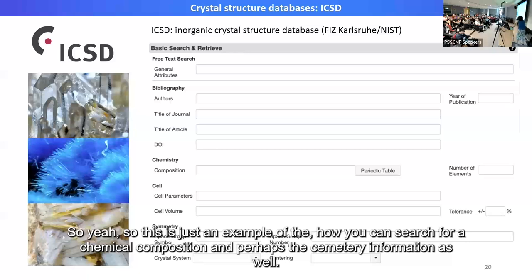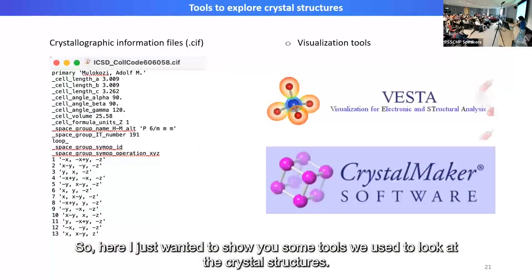So this is just an example of how you can search for a given material. You can look at its chemical composition and perhaps the symmetry information as well. Here I just wanted to show you some tools we use to look at the crystal structures.